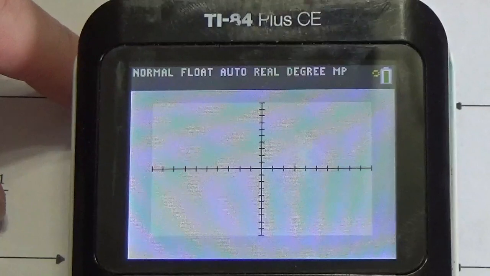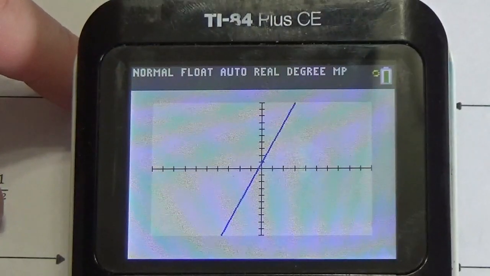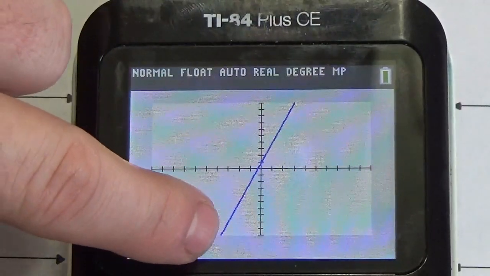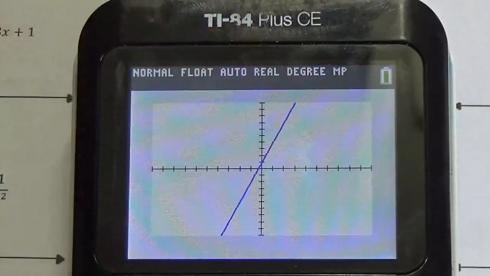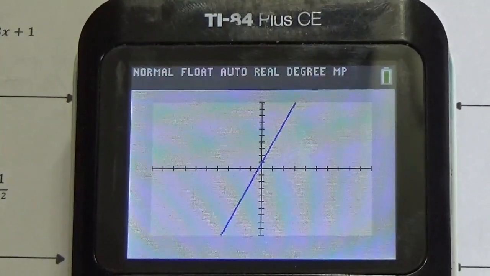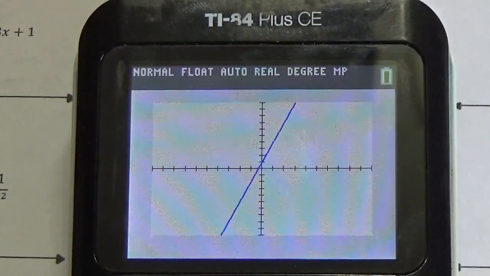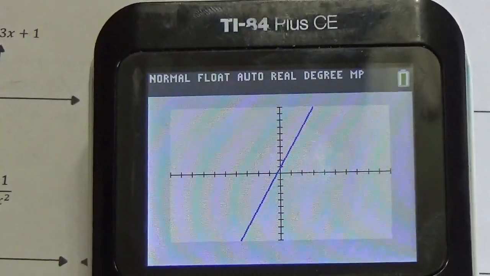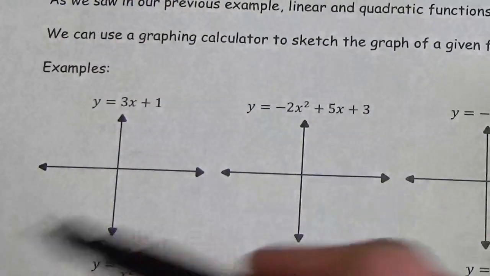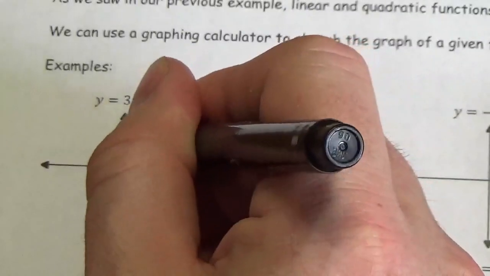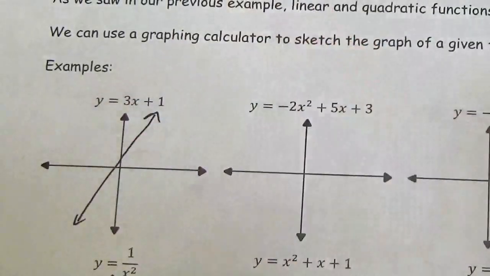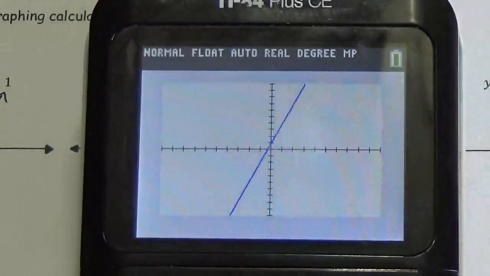So now when I press graph, 3x plus 1, okay, I get a graph that looks like that. And if you think back to a previous course, you probably recognize that as having a slope of 3 and a y-intercept of 1. So that graph looks something like this. Okay. And now I can very quickly move to the second one.